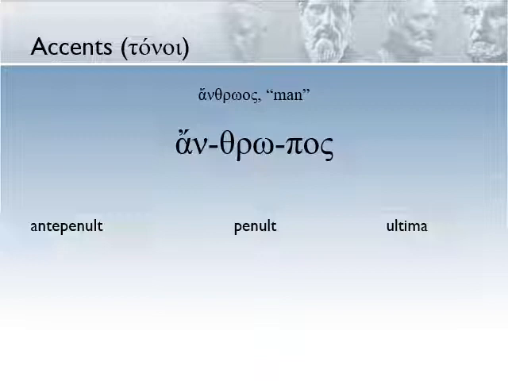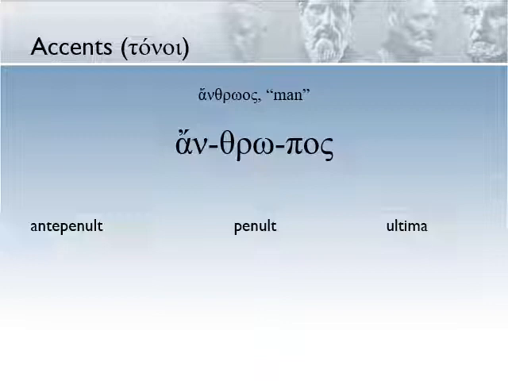There is a smooth breathing over the initial alpha and an acute accent there. There are three syllables to the word anthropos, the Greek word for man. By the way, in English, we get the word anthropology from this Greek word. Anthropology is the study of man. Three syllables, an, thro, and pos.